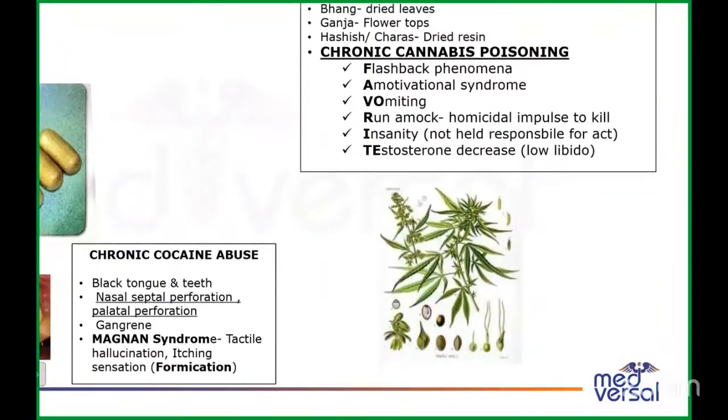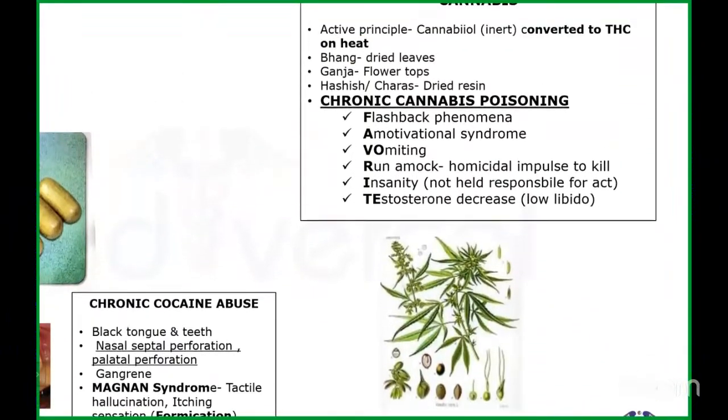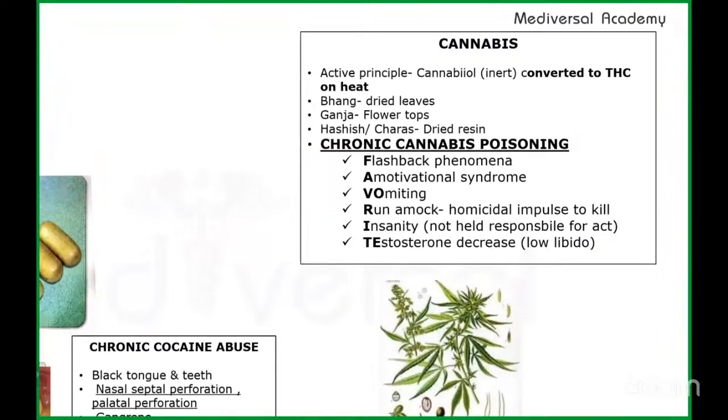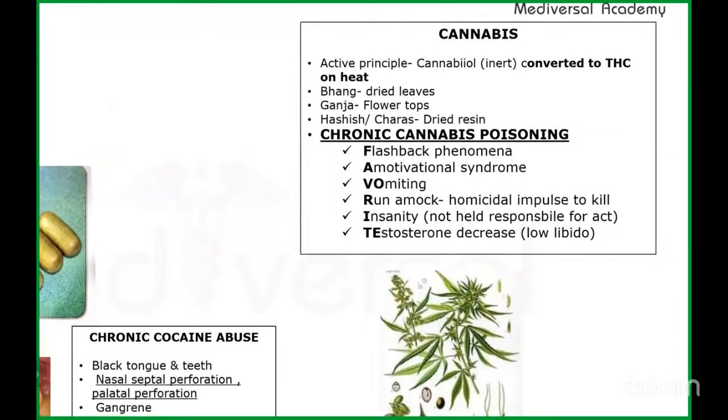Coming to cannabis, its active principle is cannabinol, which is converted to tetrahydrocannabinol. THC, or tetrahydrocannabinol, is the better answer to give if you're ever asked what the active principle is, because cannabinol is inert and is converted to THC on heat.